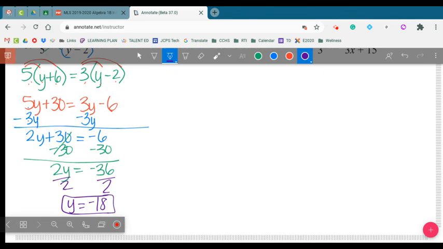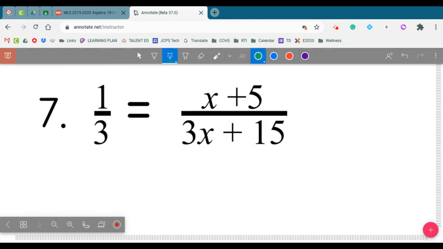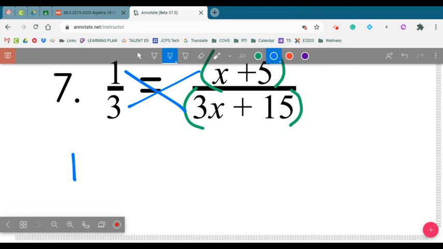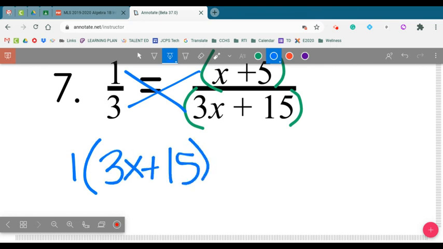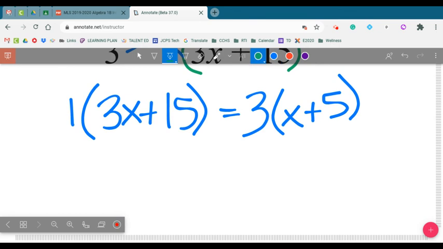Okay, so last problem, we're going to do the same thing. Put these in parentheses. Then I'm going to cross multiply. So I'm going to do 1 times 3x plus 15 equals 3 times x plus 5. Distribute. That should be your first step.